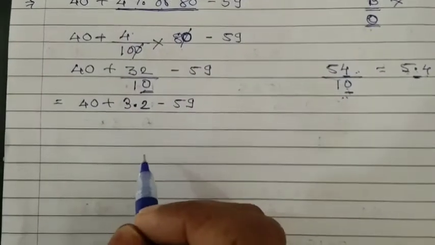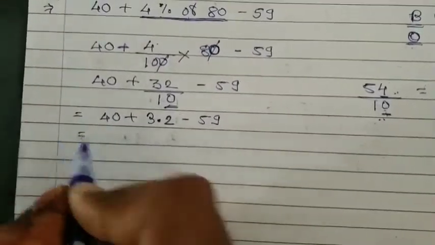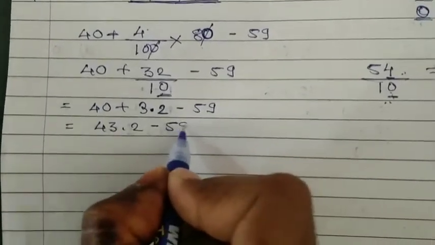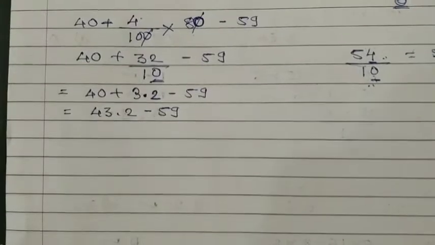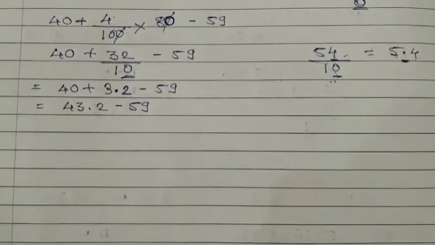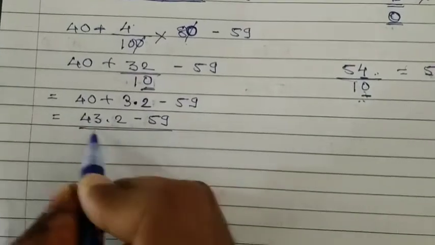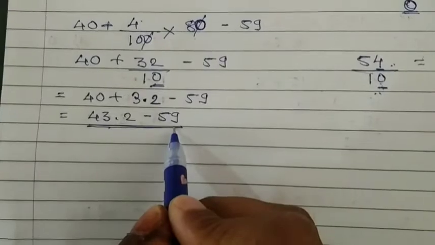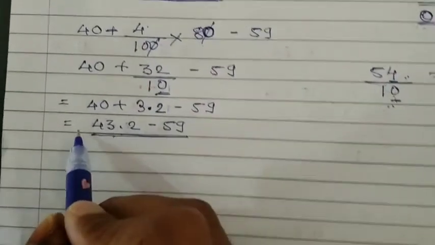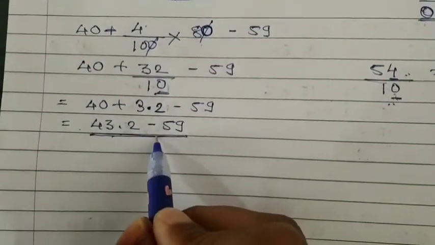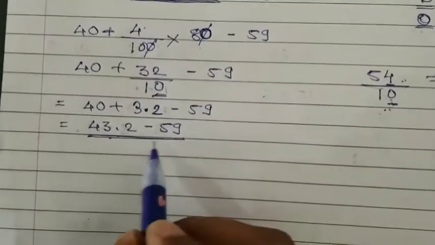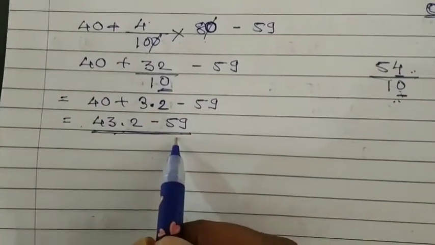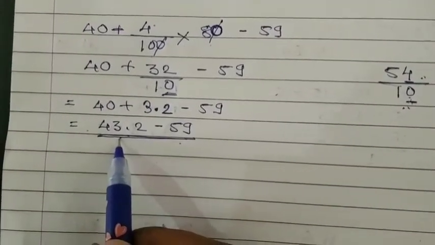40 plus 3.2 minus 59, how much? That is 43.2 minus 59. This is simple. 43.2 is the smaller number, 59 is the bigger number. 43.2 is a positive number, 59 is a negative number. When we solve, we get a negative number because 59 is bigger and 43 is smaller. How much?